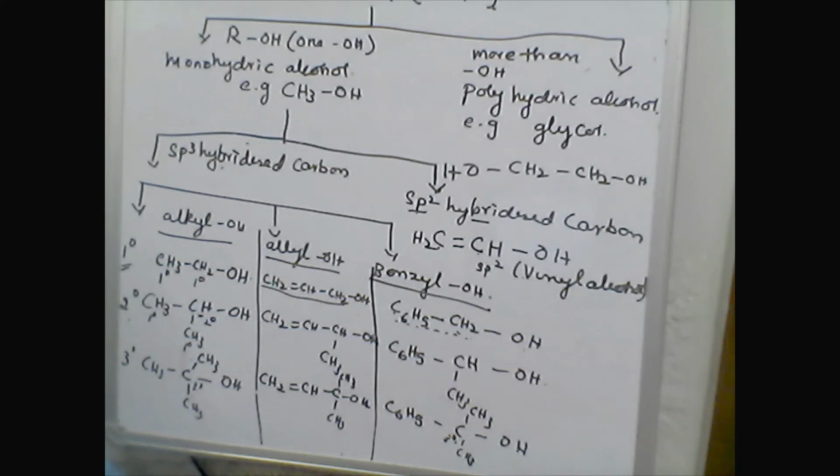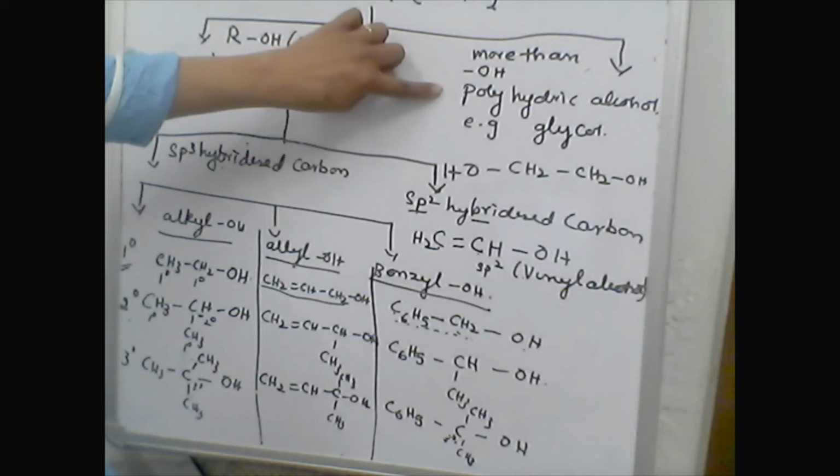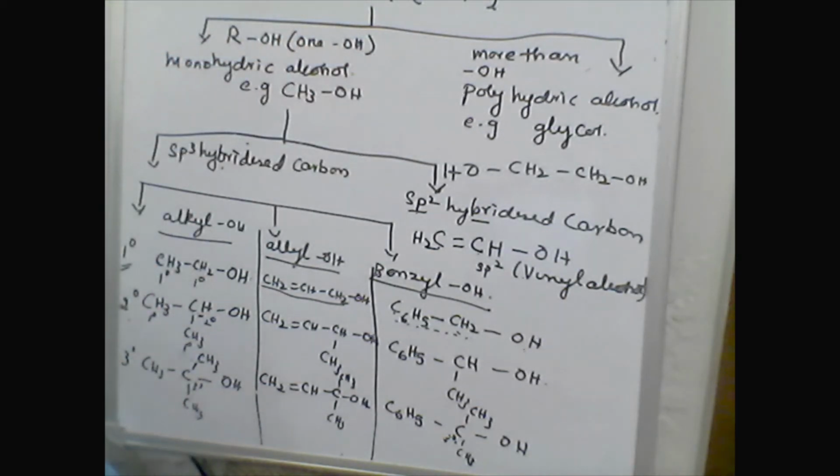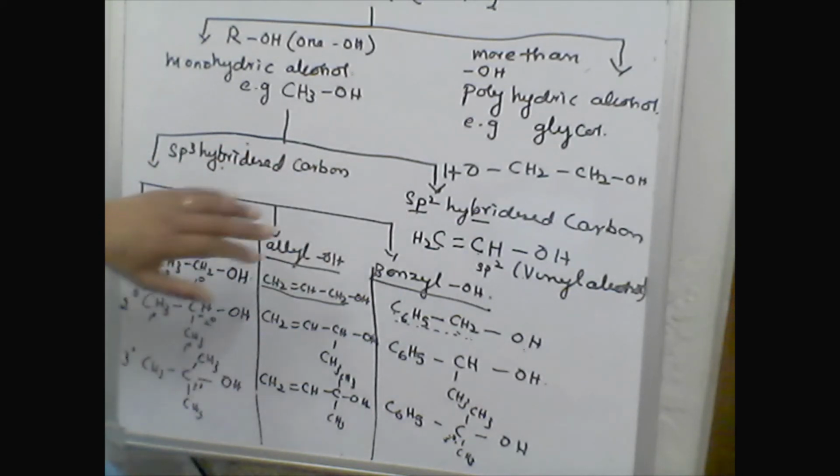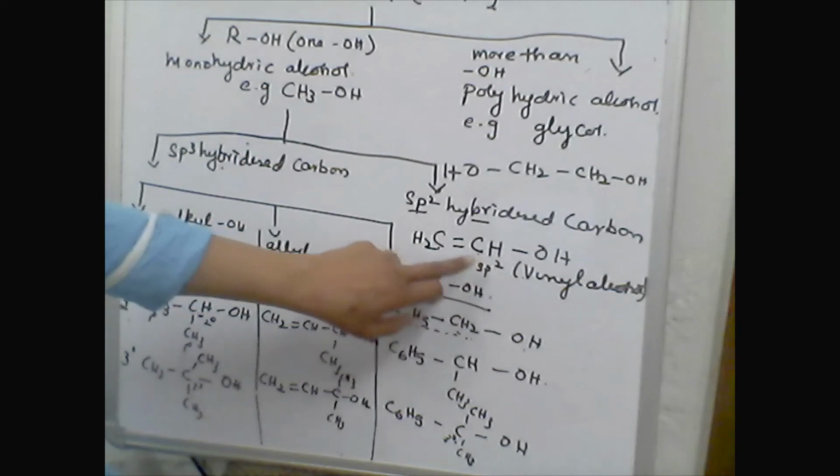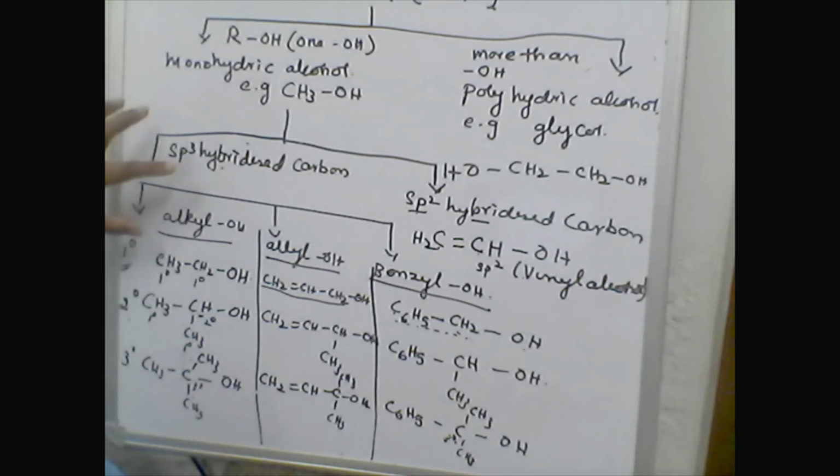Next, we will move to the IUPAC names. So basically, there are two main divisions of hydroxy-based compounds. One is monohydric, which contains only one OH, and the other is polyhydric, which contains more than one OH group. Monohydric is divided into two types: sp3 hybridized carbon and sp2 hybridized carbon. sp2 hybridized means the OH is directly connected to an sp2 carbon, that is, a C double bond.